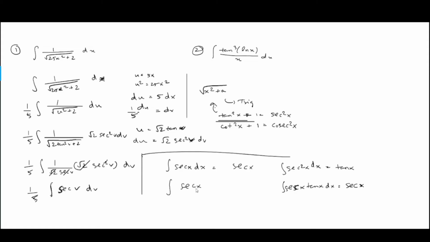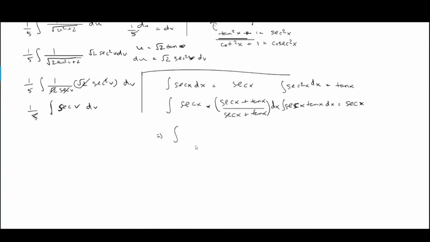Maybe, right? What if I multiply secant x plus tan x by secant x plus tan x dx? Now, what does it become? The integration of secant square x plus secant x tan x. Right. Now, in the integration of this, that's exactly what we have.